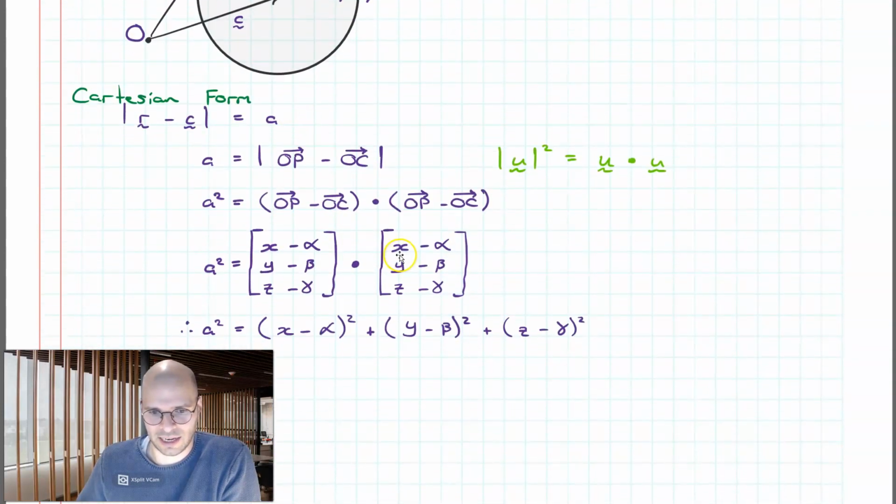Alright, now that we've had a look at how we can get these two forms, let's look at the practical application of these.